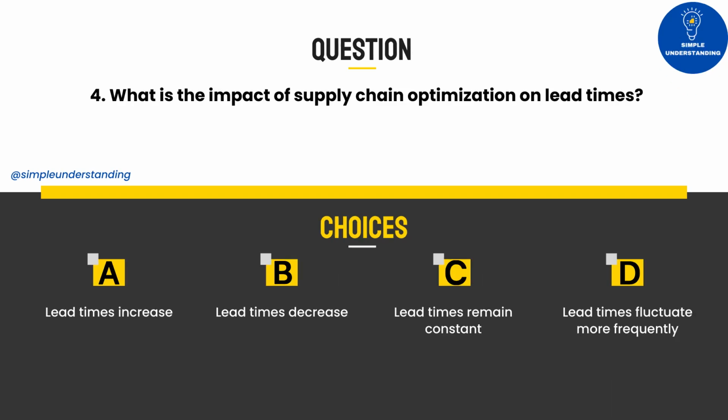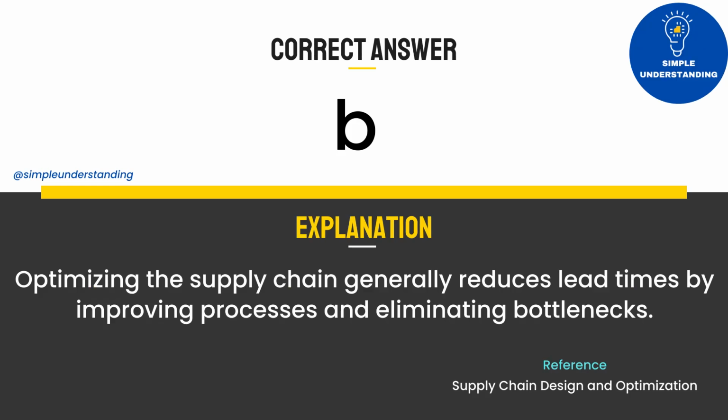4. What is the impact of supply chain optimization on lead times? A. Lead times increase. B. Lead times decrease. C. Lead times remain constant. D. Lead times fluctuate more frequently. Correct answer B. Explanation: Optimizing the supply chain generally reduces lead times by improving processes and eliminating bottlenecks.